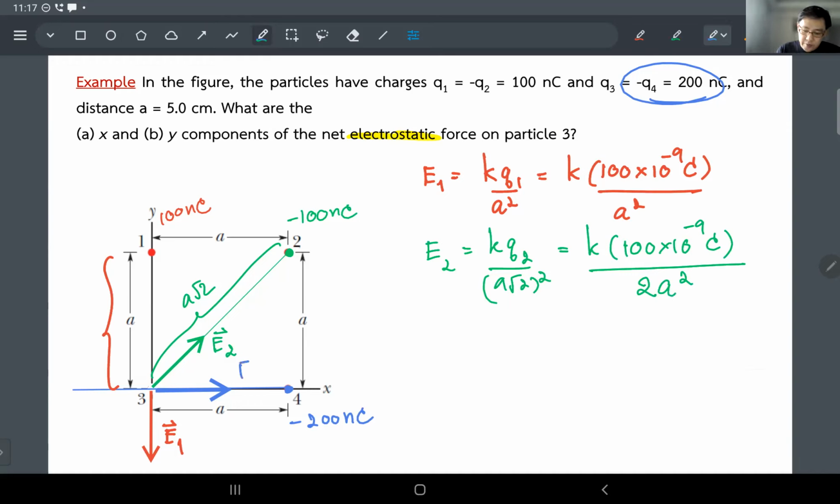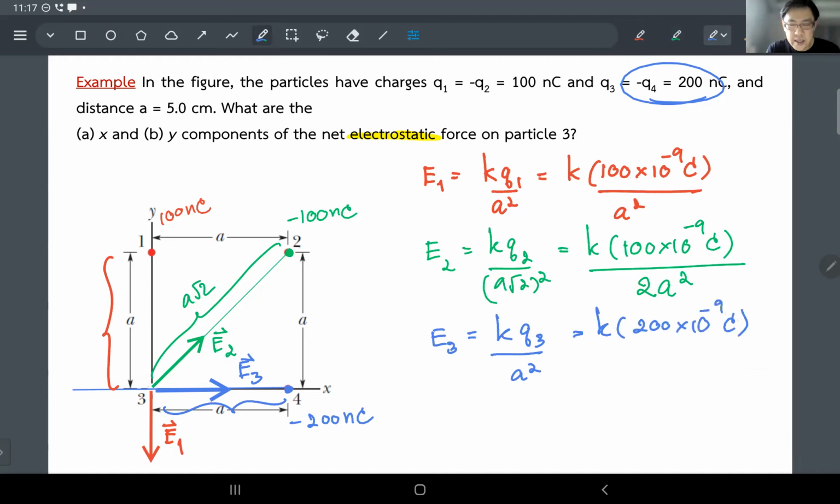Let me name this one E3, electric field number 3. And the magnitude is going to be K Q3 over, now the separation is only A. It's A squared. So it's going to be K. The charge number 4 is 200 nano, 10 to the negative 9. Actually, I don't even need to times the 10 to the negative 9, but just for clarity here, over A squared. See, so you will be able to figure out all of these electric fields, E1, E2, and E3 without a problem. So what you have left to do is just combine them all.